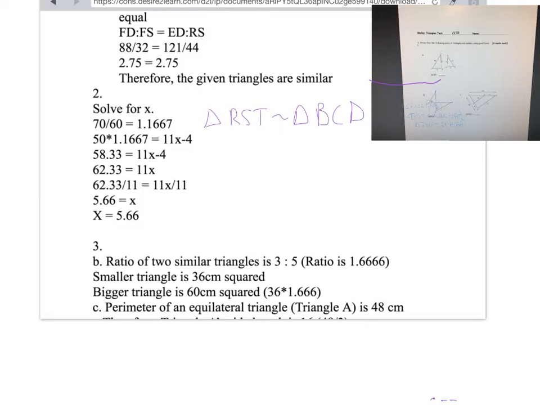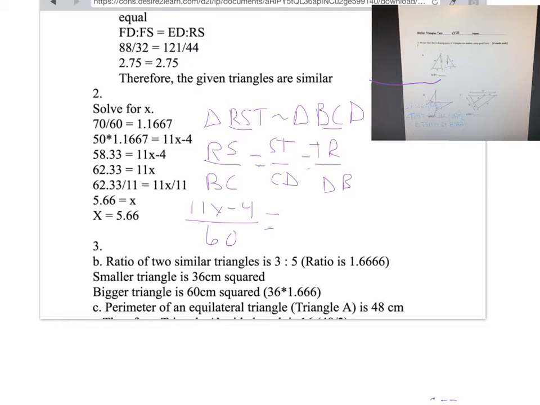So what you have to do is follow the process. If they've got RS and BC written like that, then it means that side RS and side BC match up. Also, ST is going to match up with CD, and TR is going to match up with DB. And so what's happened here in number 2 is that you've got the wrong sides matched up. What you actually want to do is have SR matched up to CB. And so 11x minus 4 has to match up to side CB, which is 60.